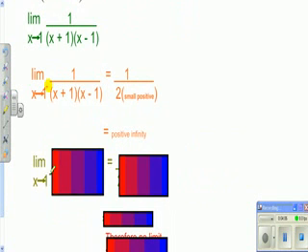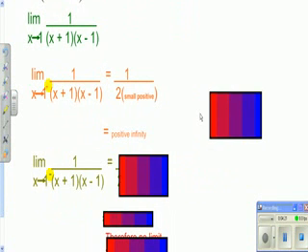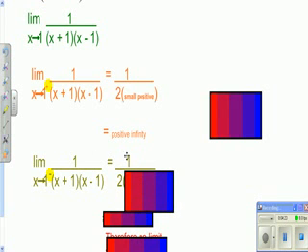What happens if I look at a number slightly to the left of 1, and that's what I mean by that little negative exponent. That means you want to try numbers slightly smaller than 1. Well, of course, the top's still going to be 1. You try a number slightly smaller than 1, and you plug it into your x plus 1, and it's basically 1 plus 1, so that's where we get the 2.